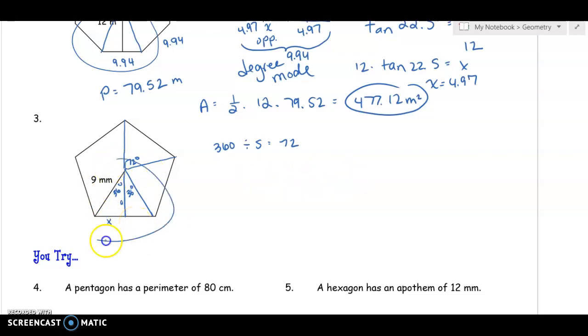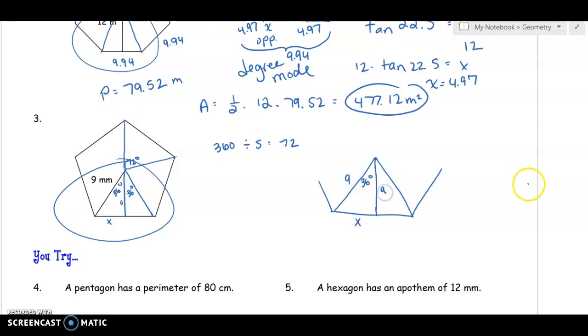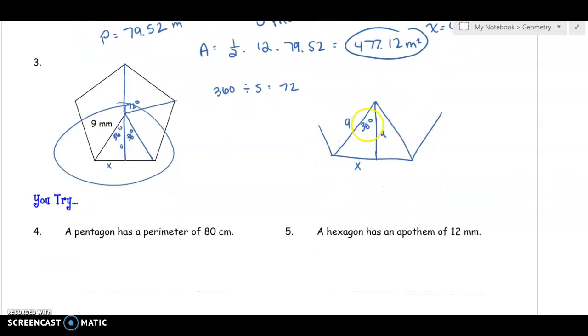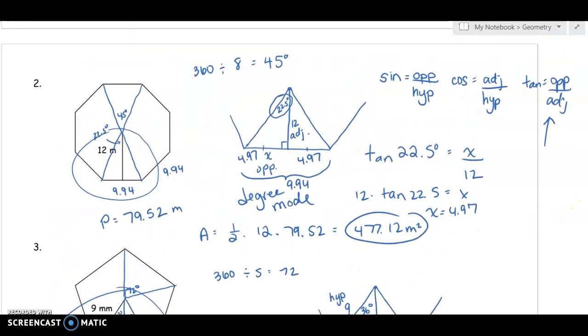Let me draw this section over here. All right, so you've got this and we've got 36 degrees here, X and 9 and A. So it's up to you which piece you want to find first. Again, we don't have a 30-60 or 45-45, so we're going to use SOHCAHTOA. Let's find X first. So we're going to use 36, X and 9. This is the opposite side. This is the hypotenuse. Opposite and hypotenuse would be sine.